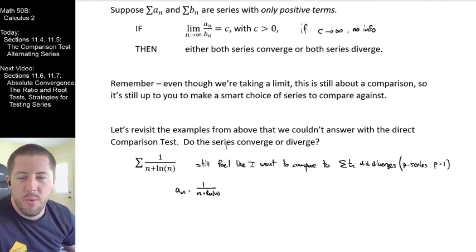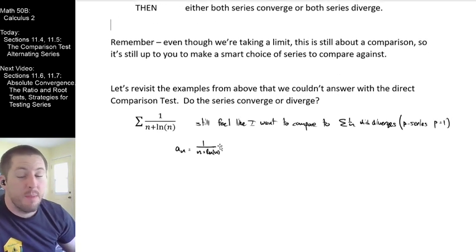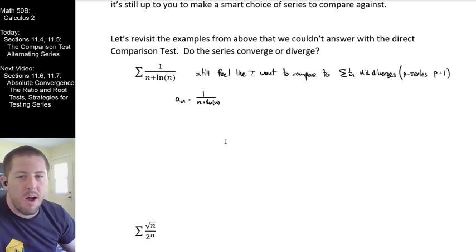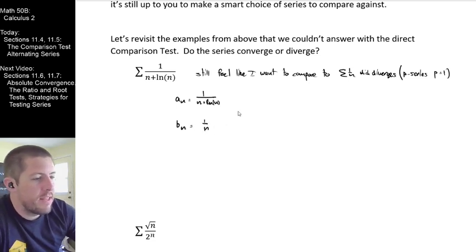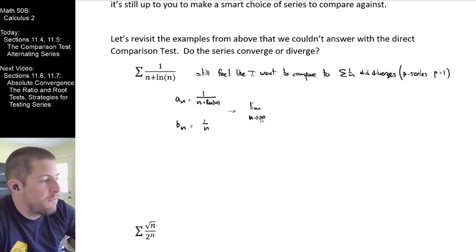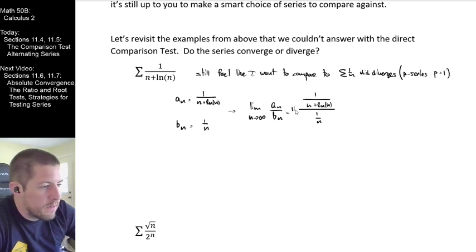So the point is it shouldn't matter what order you even do your ratio in. You're either going to get 6 or 1/6. And either way, you're going to conclude that they have the same convergence or divergence, right? So I'm just saying to you, it doesn't matter which one you call a sub n and which one you call b sub n in this scenario here. So b sub n is our comparison. That's our 1 over n stuff right there. And so what I'm going to go ahead and do is take the limit as n goes to infinity of a sub n over b sub n. And that's going to give me 1 over n plus natural log of n, all divided by 1 over n.